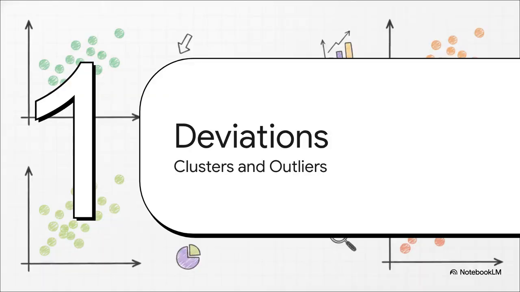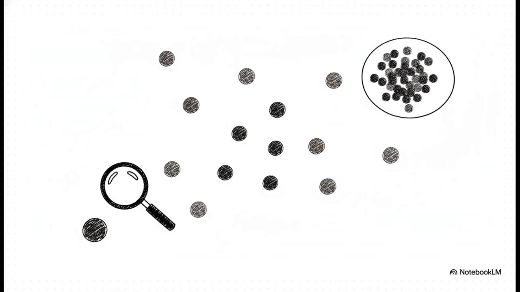Let's jump to Section 3, clusters and outliers, deviations from the pattern. Because here's a little secret about real-world data. It is almost never perfectly neat. We have to be on the lookout for deviations. And honestly, these deviations are just as important as the main pattern itself.